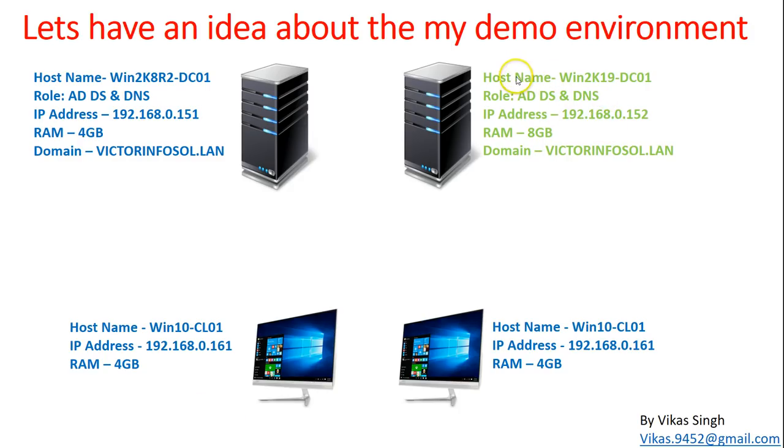The new machine where I am going to migrate these things is the 2019 server, which is going to be Win2K19DC01. I'm going to migrate my Active Directory and DNS roles onto this machine, and I'm going to give it the IP address 192.168.0.152, and this is going to be the same domain. This is basically an Active Directory migration, or upgrade you can say, from 2008 R2 to 2019. So the domain name is going to be the same.